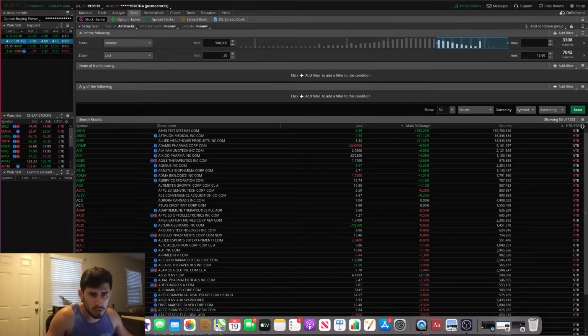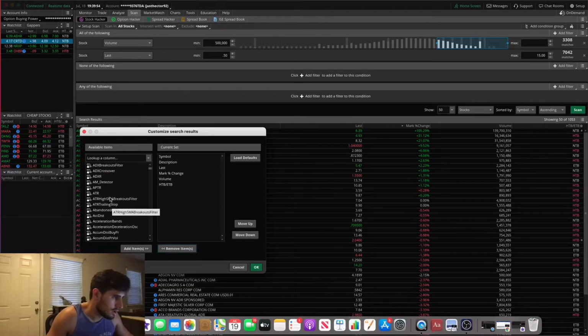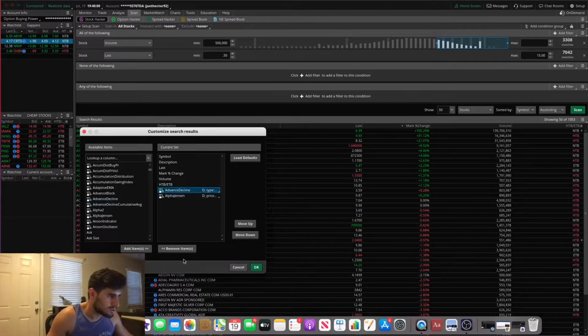So there's a little settings circle right here. You're gonna click it, click customize, and then on the left column you can choose any of these different columns that you want to have on this entire page, right? So what you would do is you would double click it, see how it moved over. If you don't want it, you just remove it.